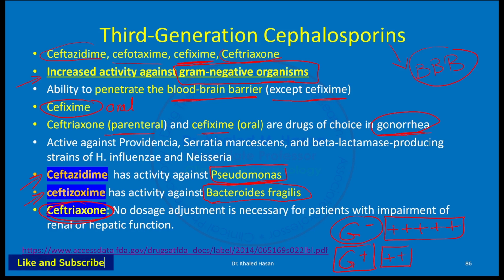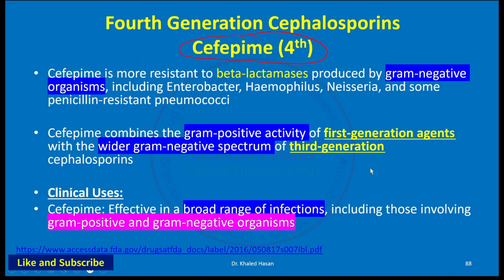So the third generation has increased, maximum activity against gram-negative bacteria. For the fourth generation cephalosporin, we have only one medication, cefepime, and it is effective against gram-negative plus gram-positive bacteria. So it covers both of them. This is the broad spectrum of the fourth generation, with one medication, cefepime. And this medication is effective against bacteria that produce beta-lactamase.